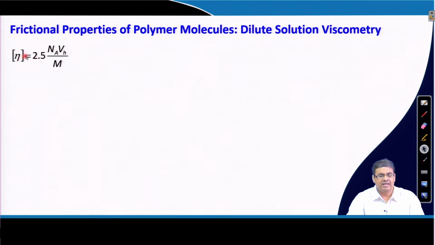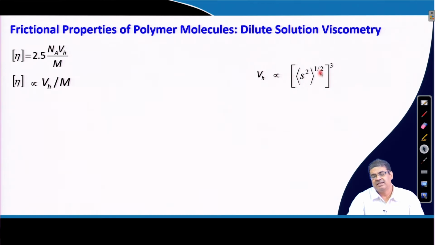So, as we have seen this expression before, we can say that intrinsic viscosity is proportional to V_H by M. Now, hydrodynamic volume can be expressed in terms of the radius of gyration. It is like the radius of that hydrodynamic particle. So, the volume would be 4/3 pi r cube. So, the hydrodynamic volume is proportional to the radius of gyration to the power 3.